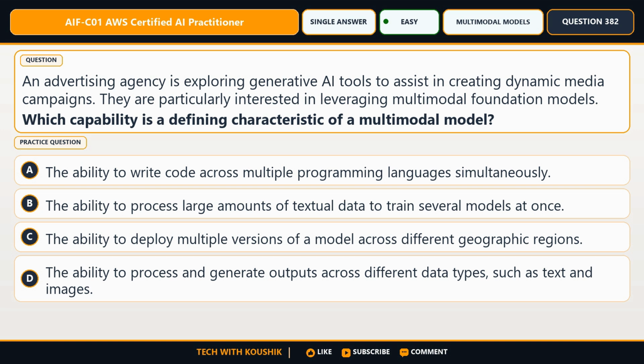Consider option A. The ability to write code across multiple programming languages simultaneously. Consider option B. The ability to process large amounts of textual data to train several models at once. Consider option C. The ability to deploy multiple versions of a model across different geographic regions. Consider option D. The ability to process and generate outputs across different data types, such as text and images.